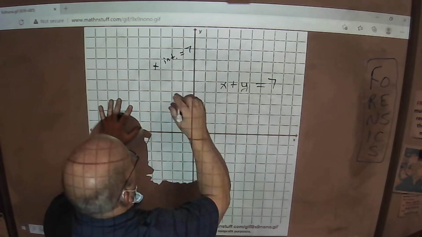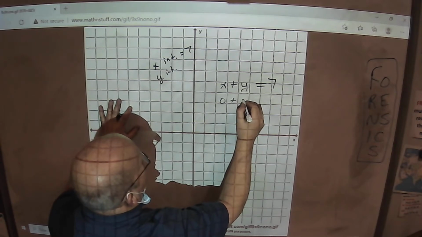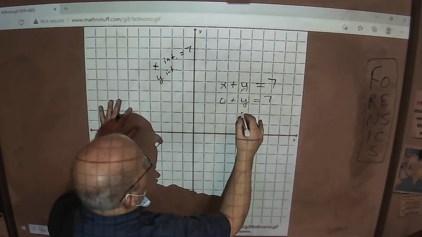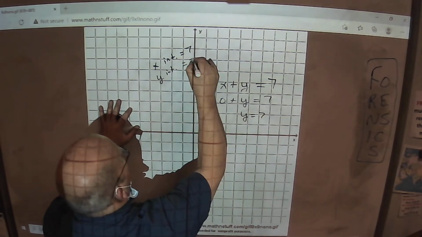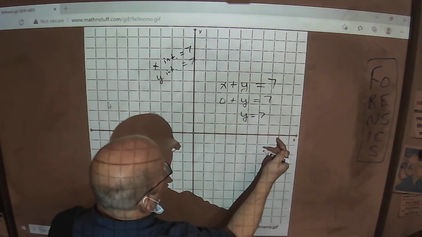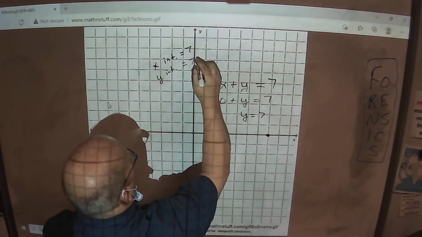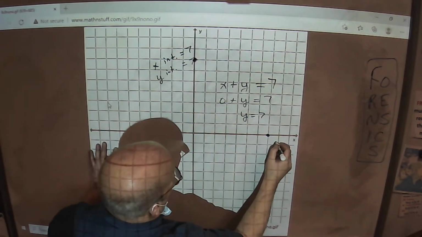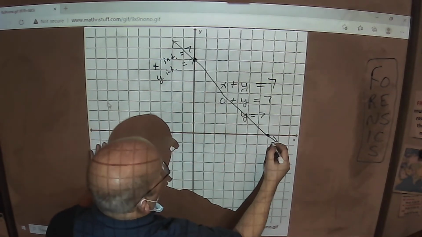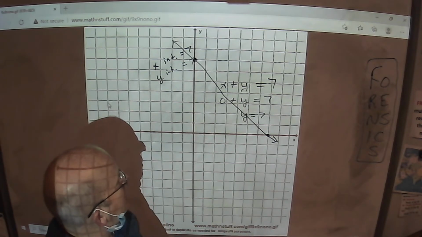If I want to figure out what the y-intercept is, I make the x into 0, and I solve for y. Doesn't y have to be 7 as well? Yes, it does. So in this particular case, one of the dots could be here. One of the dots could be here. If I draw a line connecting the dots, this line represents the equation of x plus y equals 7.